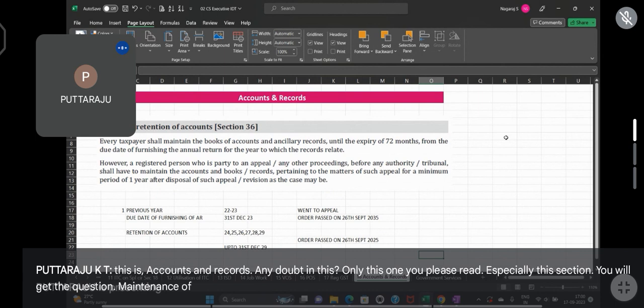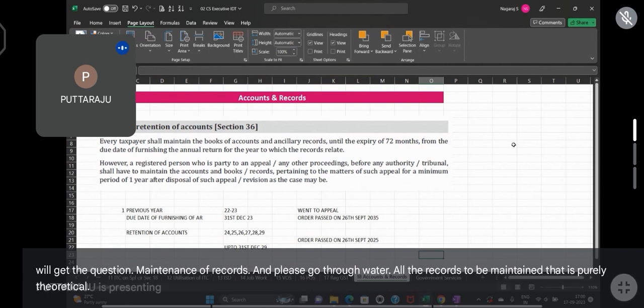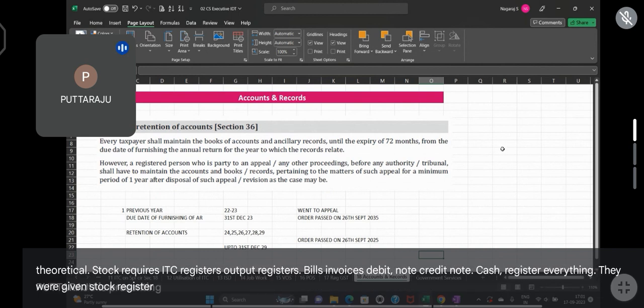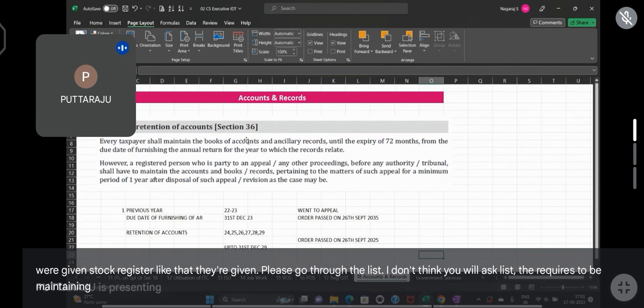Maintenance of records. And please go through what all the records to be maintained are. That is purely theoretical. Stock records, ITC registers, output registers, bills, invoices, debit note, credit note, cash register, everything they have given. Stock register, like that they are given. Please go through the list. I don't think they will ask you to list the records to be maintained, but you may get this question.